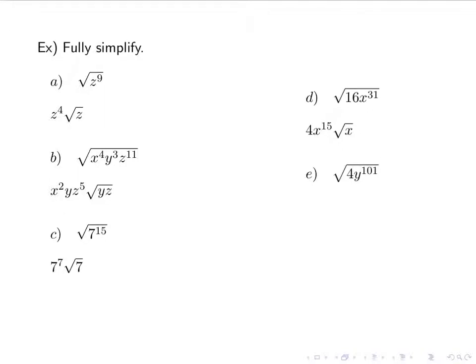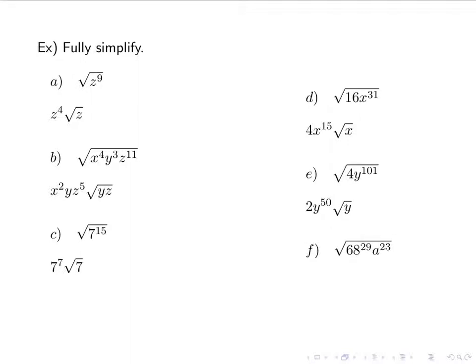My next one is the square root of 4y to the 101. So again, root 4, I know what that is, that's 2. And then 101 is 100 plus 1. Take out the y to the 100 out of the square root as a y to the 50th. So I've got 2y to the 50th square root of y.